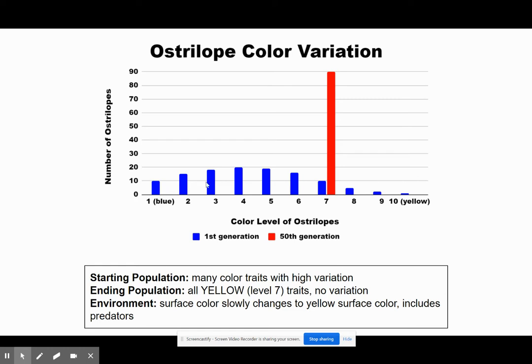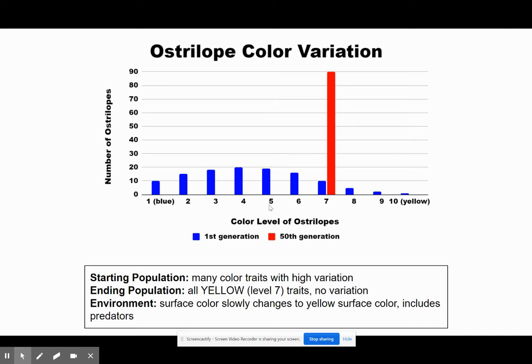And then we notice that there's two different colored bars. The blue bars represent the very first generation of australopes, right? The very beginning. And then the red bar represents the 50th generation, right? So some time has passed between the first and the 50th generation. And so at the bottom, it gives you a little bit more information. So that starting population, the first generation, it says many color traits with high variation. Okay, so we can definitely see that, right?